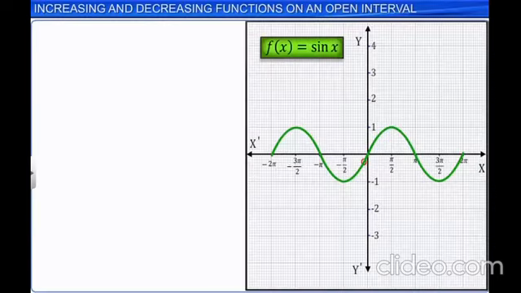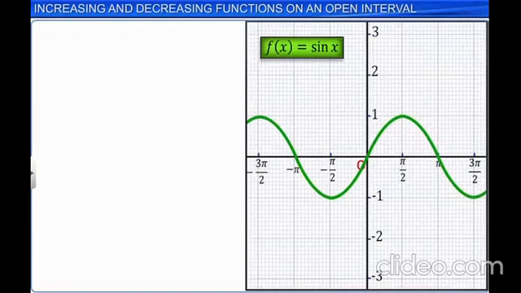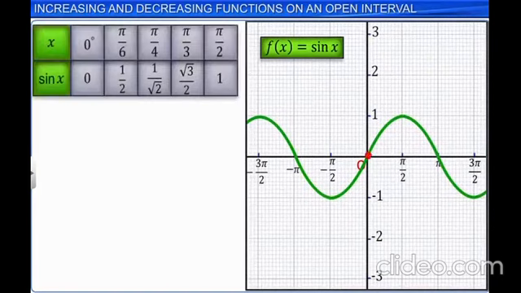Take a look at the graph of f of x is equal to sin x. If you observe the graph carefully between 0 and pi, you will see that as x increases from 0 to pi by 2, sin x increases from 0 to 1. That is, the height of the graph increases as we move from 0 to pi by 2 on the x-axis.